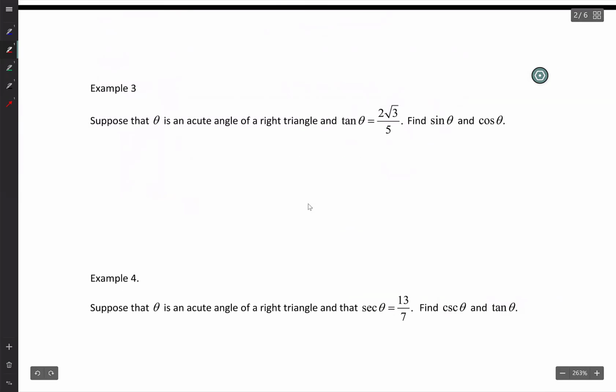Suppose that theta is an acute angle of a right triangle, and that tan theta is given. Find sine and cosine. First, draw a right triangle, not to scale. Here's my right triangle, and there's my right angle, and there's my angle. Remember that tan is opposite over adjacent, so this must be 2 square root of 3, and this must be 5.